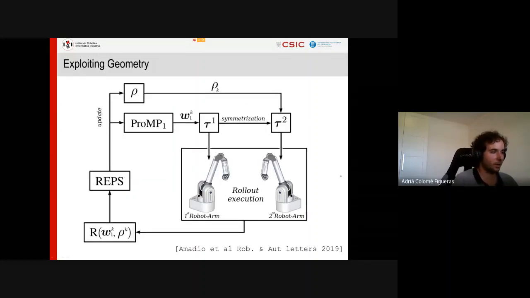So basically here you see that we have this point P1, which is the master probabilistic movement primitive, which is a characterization that we used. We generate samples from there, and we generate trajectory tau1. We symmetrize with a symmetry surface given the parameters rho, and we obtain trajectory 2. So these two trajectories were sent to the two arms, executed and evaluated, so we obtained the reward. Then after several executions, we would use relative entropy policy search to update these parameters. And this proved to be very efficient in learning too.